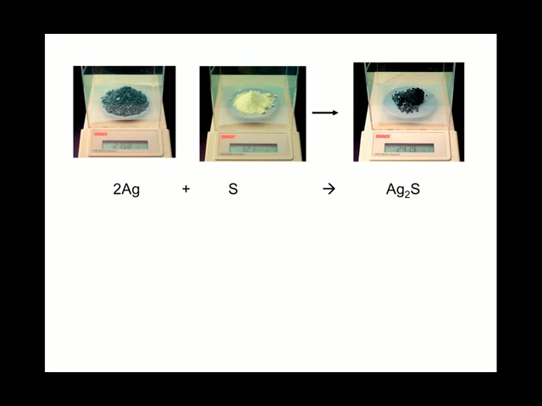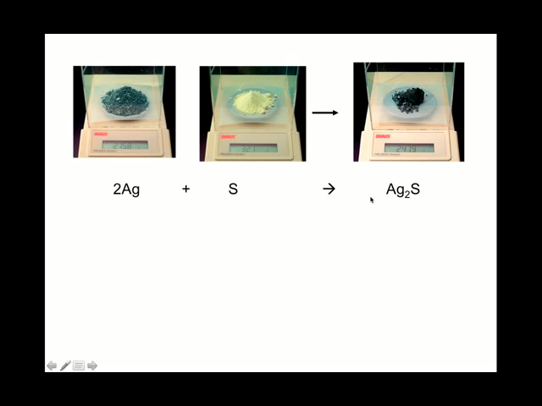So in this video, I'm going to go through mole relationships in chemical reactions. Now, starting off looking at a reaction between silver and sulfur. Here we have Ag for silver, S for sulfur, and we're making silver sulfide. You notice the equation is already balanced. So our mole ratio is 2 to 1 to 1.